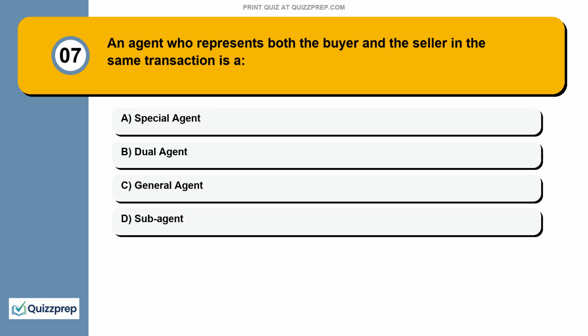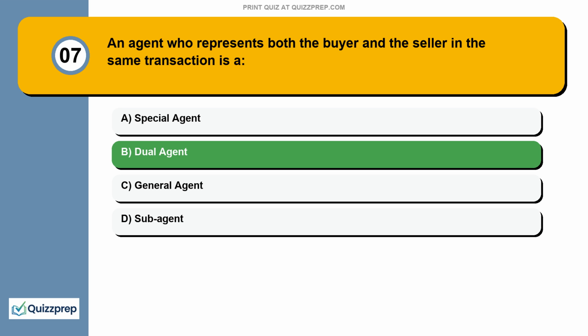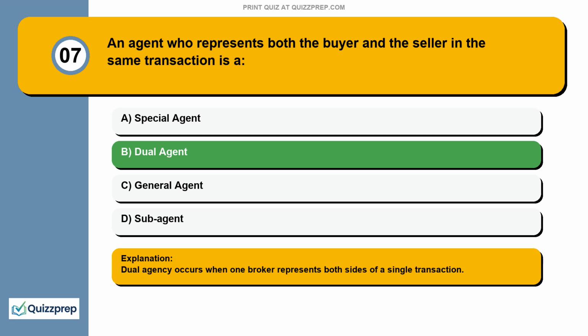Question 7. An agent who represents both the buyer and the seller in the same transaction is a special agent, dual agent, general agent, subagent. Dual agency occurs when one broker represents both sides of a single transaction.